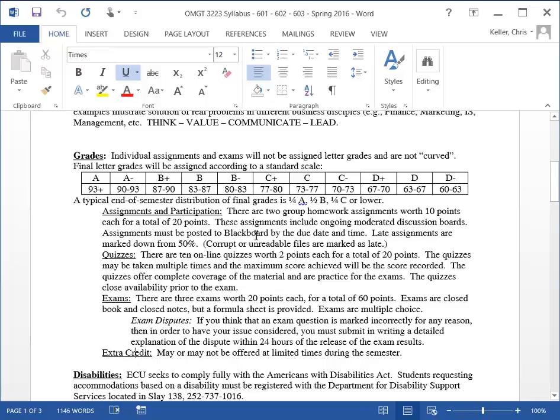Okay, let's talk a little bit more about the other 2 components. So the exams are the big bulk of it. Now, in order to prepare for the exams, you need to take the quizzes. There are 10 individual quizzes. They're worth 2 points each.